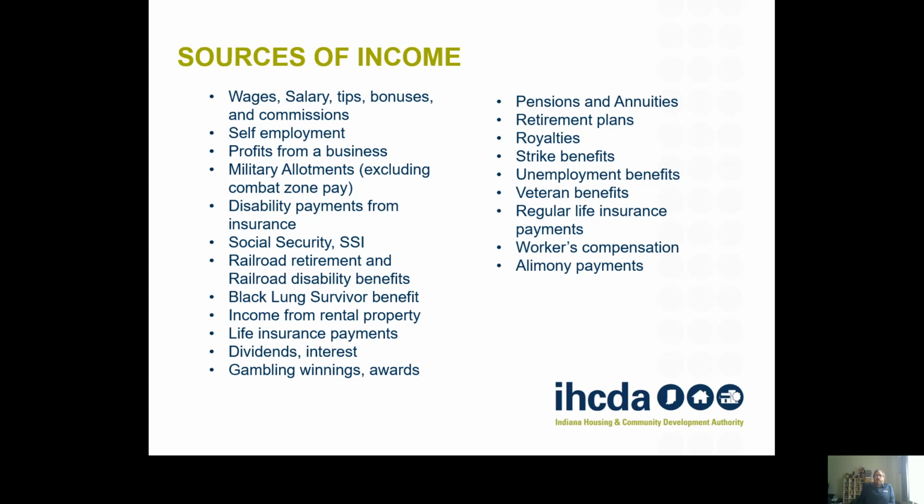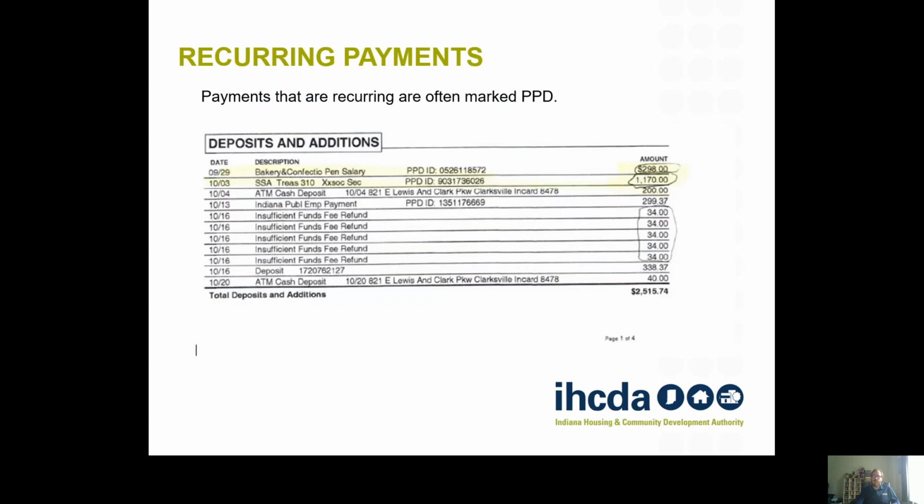Here is the rundown of the sources of income that we count. We count wages, salaries, tips, bonuses, commissions, self-employment, profits from business, military allotments, except for combat zone pay, disability payments from insurance, Social Security, SSI, railroad retirement and railroad disability benefits, Black Lung survivor benefits, income from rental property, life insurance payments, dividends, interest, gambling winnings, awards, pensions, annuities, retirement plans, royalties, strike benefits, unemployment benefits, veteran benefits, regular life insurance payments, workers' compensation, and alimony payments.